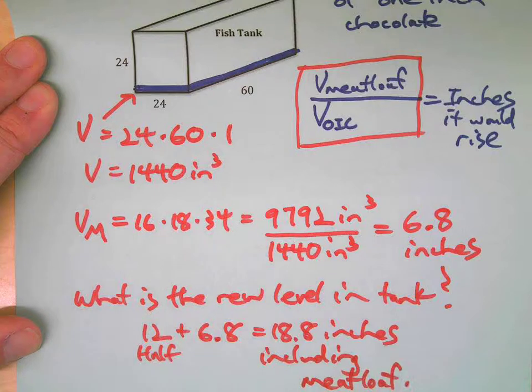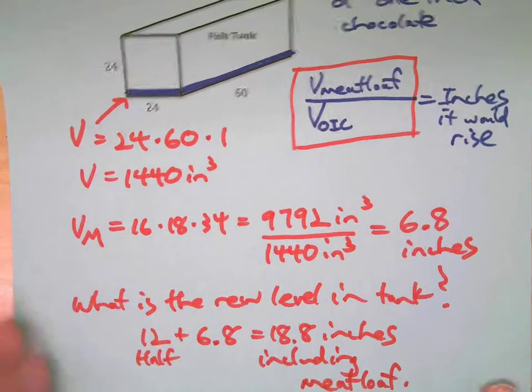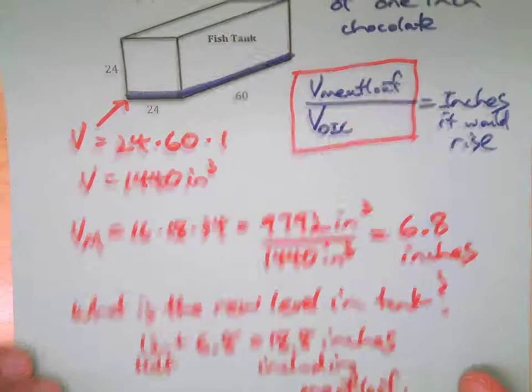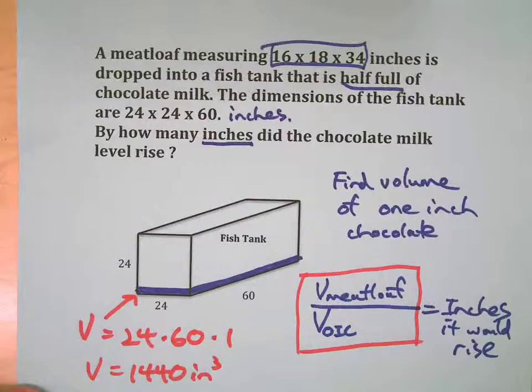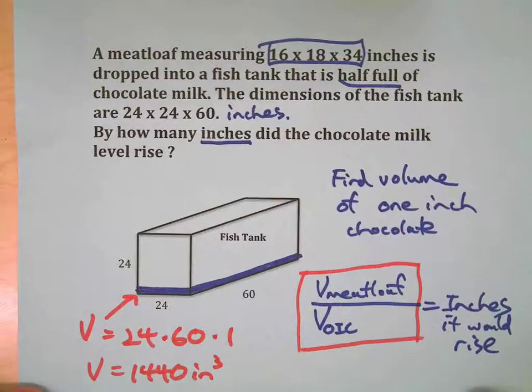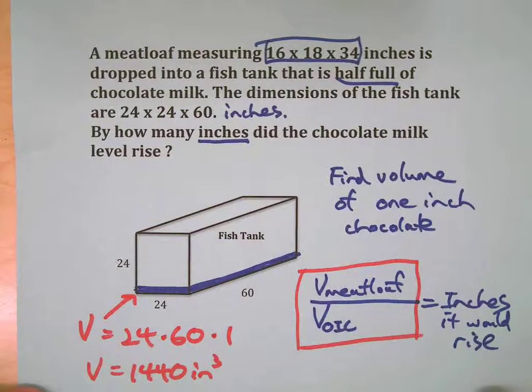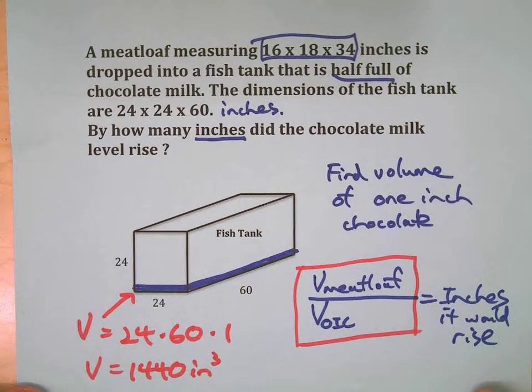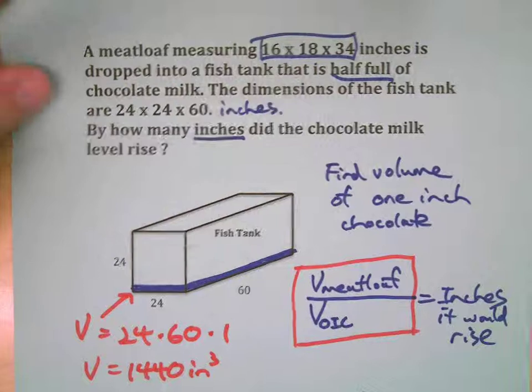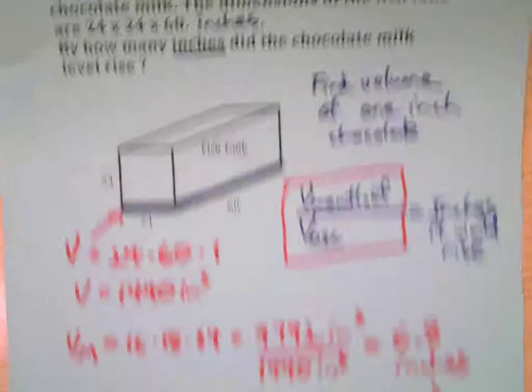So anyway, that's enough of that. 4 minutes of meat and chocolate. Okay, so watch out for questions like this. Sometimes the questions that have the most words and seem the most confusing are actually the easiest. This is a pretty simple question.